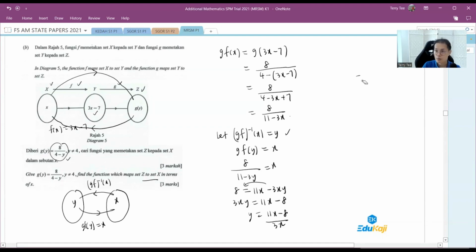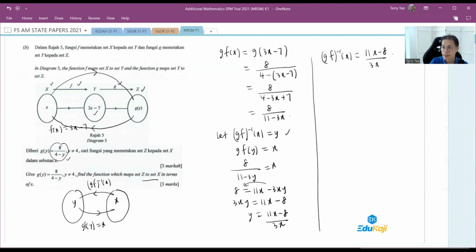What we need to do is just to rewrite this, right? We rewrite y as gf inverse x. This will be 11x minus 8 over 3x. And normally we have to write x is not equals to 0. The function becomes undefined when your denominator is 0, right? Your denominator here has x, so we can't have x equals to 0.